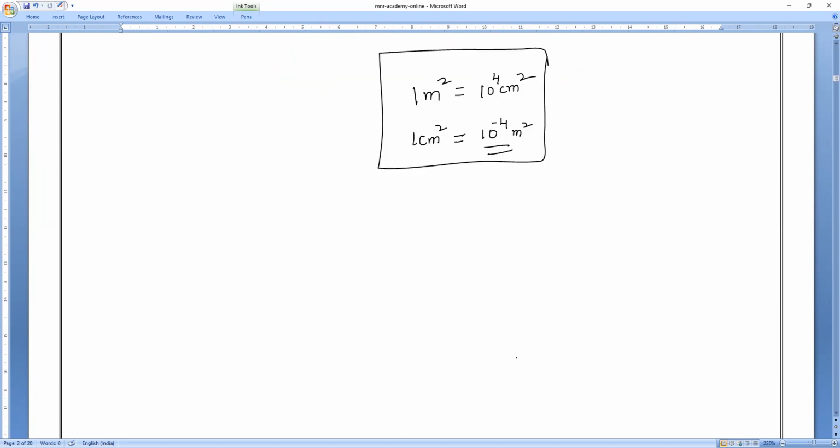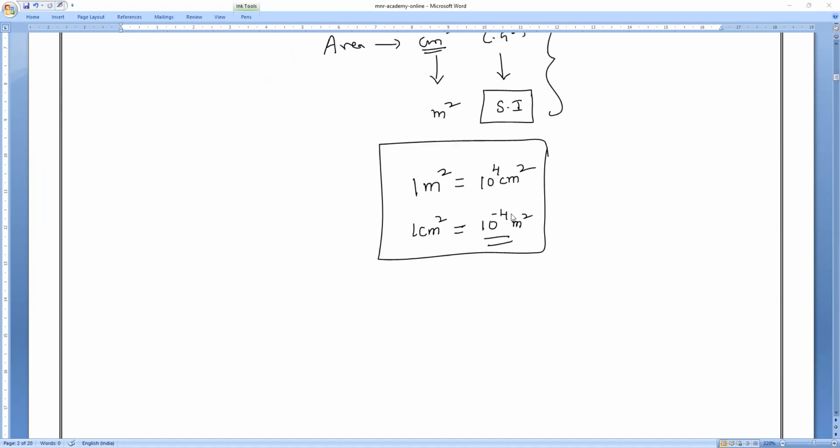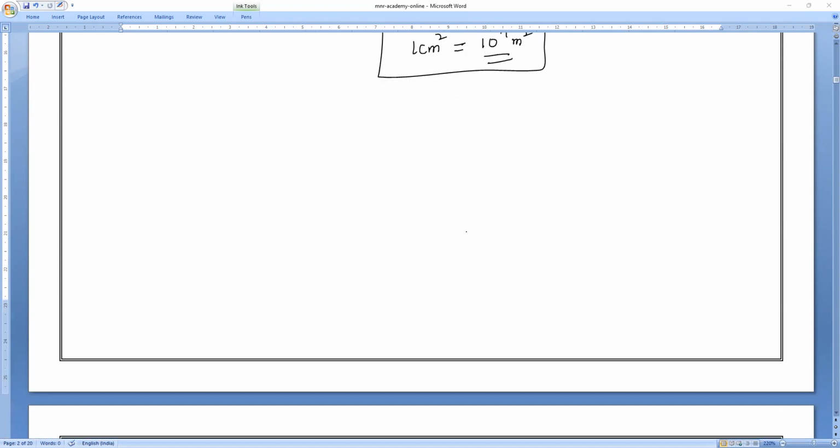Now, in today's class we are going to study the pressure exerted by liquids and the formula for it. If you want to study the pressure exerted by a liquid, two things you have to study. One is density. Can you tell me what you mean by density of a substance? Density is equal to what? Mass by volume.